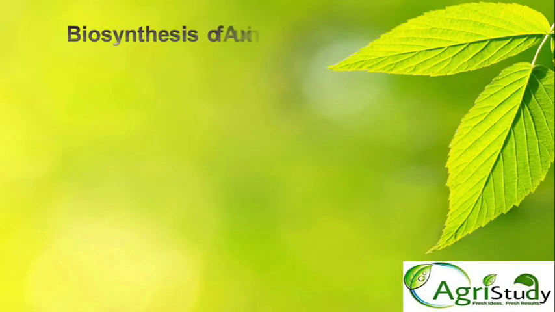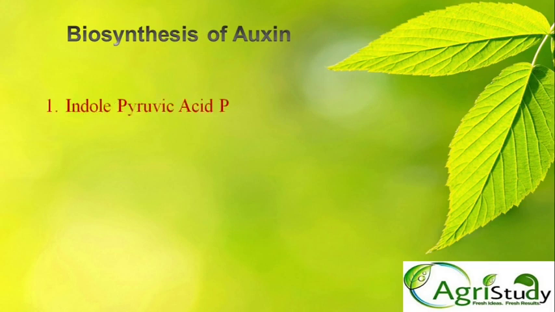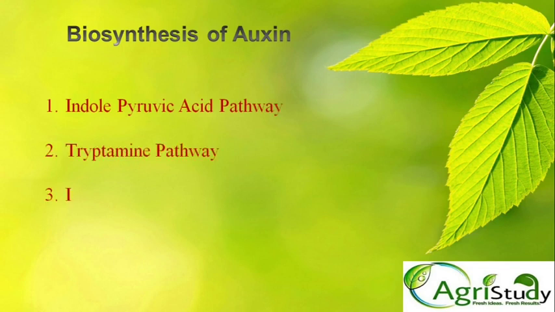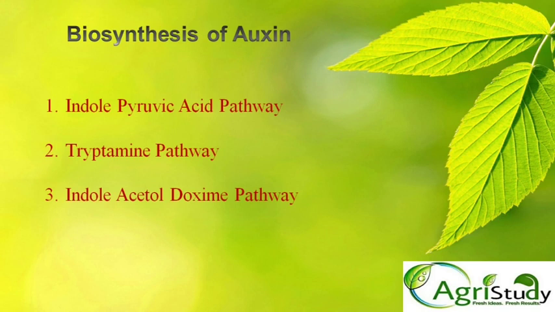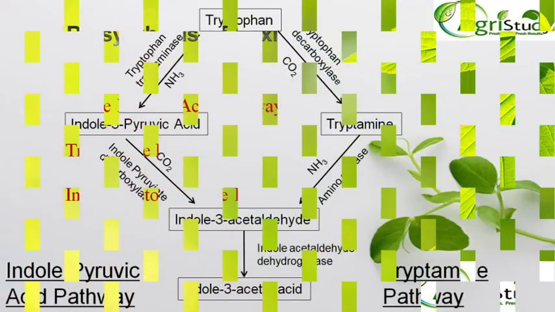Okay, next important is the biosynthesis of auxin. How does the synthesis of auxin take place in a plant in a natural way? There are three proposed mechanisms: the indole pyruvic acid pathway, the tryptophan pathway, and the indole acetaldehyde pathway. One by one we shall see.